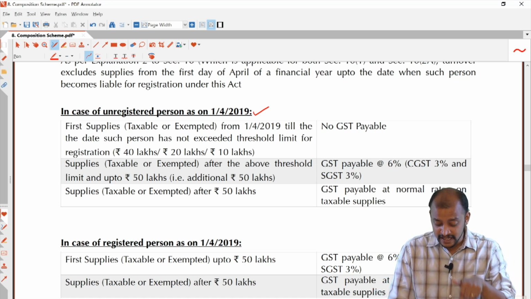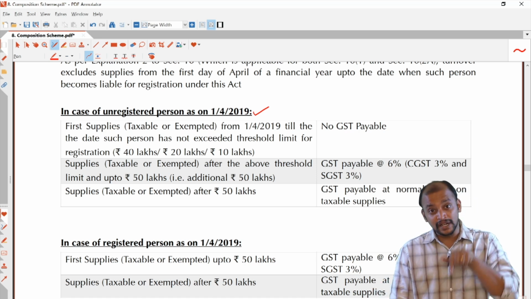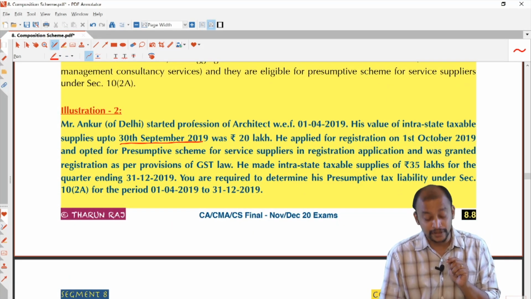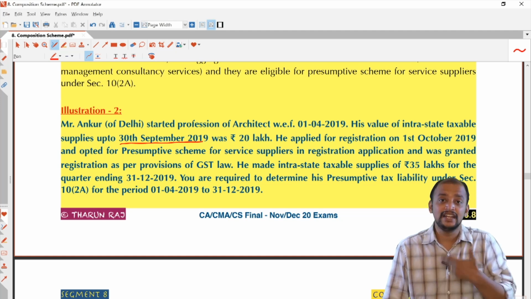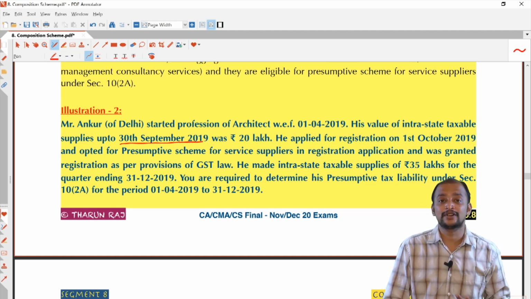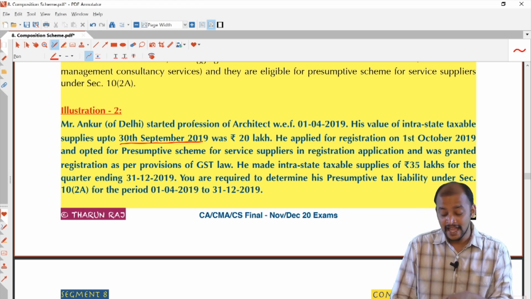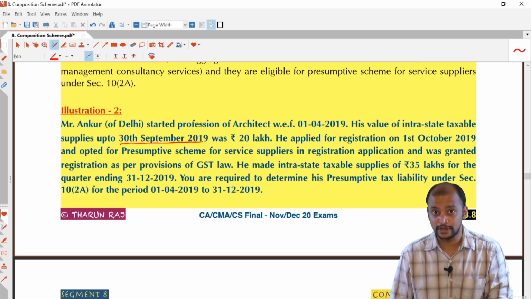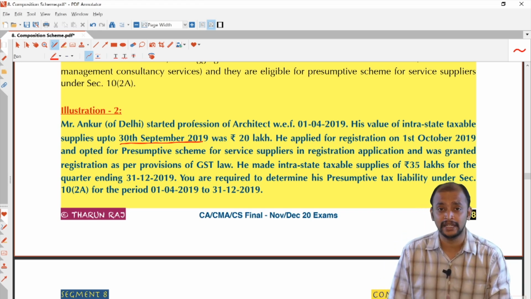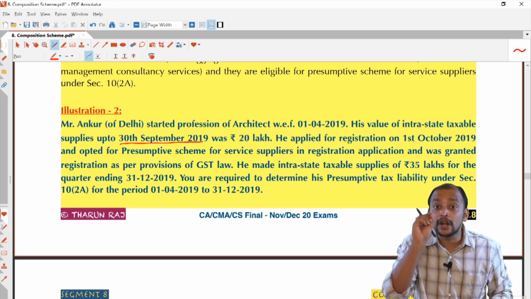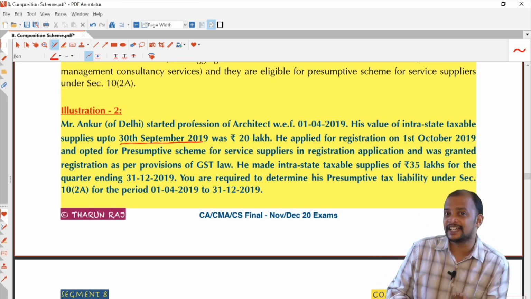And whether this 10(2)A is applicable to this person? Yes, 10(2)A is applicable to this person. Why? Because in the previous year he did not have business, which means aggregate turnover will be 0. So in the current year he can go for 10(2)A, and when he does, he needs to pay GST on the turnover, not on the aggregate turnover.